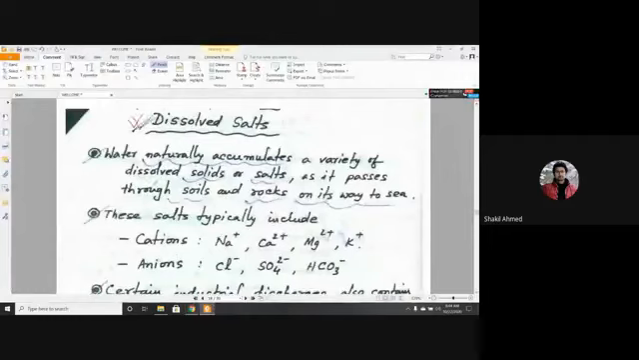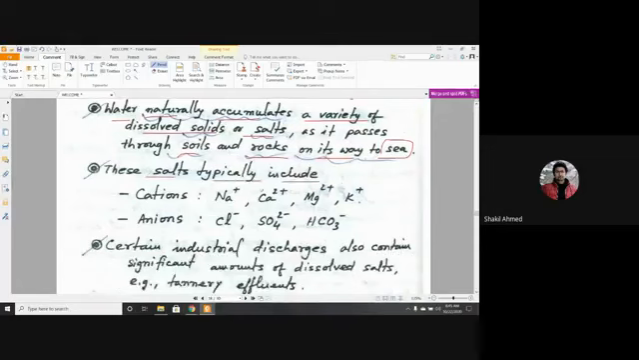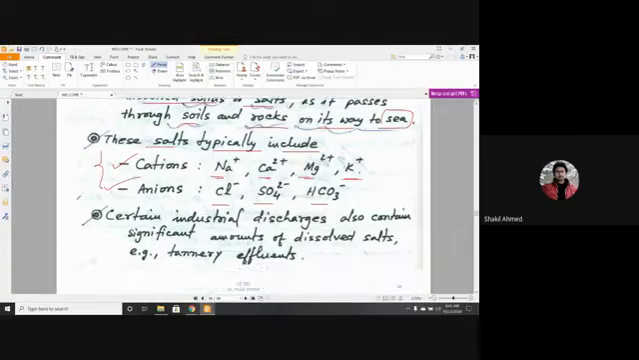Next is dissolved salts. As I already discussed previously, water naturally accumulates a variety of dissolved salts as it passes through soils and rocks on its way to the sea. Now, what gives salinity in water? Basically, these are the common salts in water. Cations are sodium, calcium, magnesium, and potassium. And anions are chloride, sulfate, and bicarbonate. If they are present in water, then they give salinity.